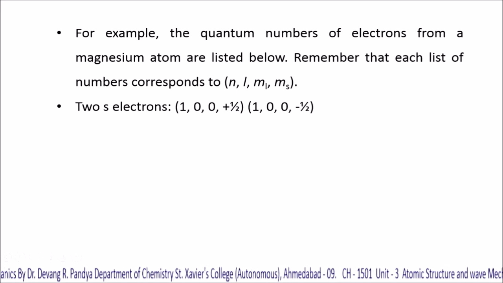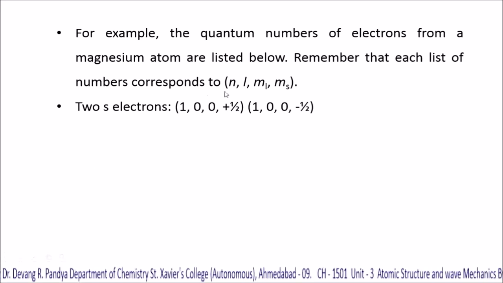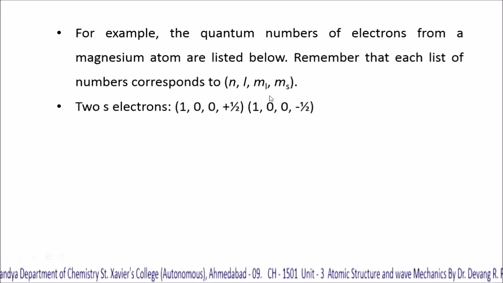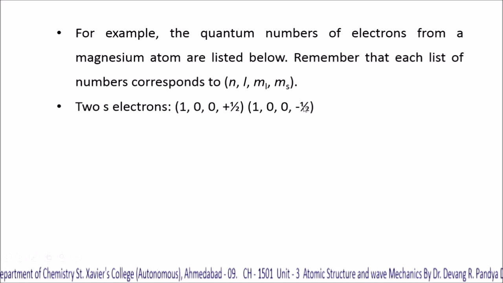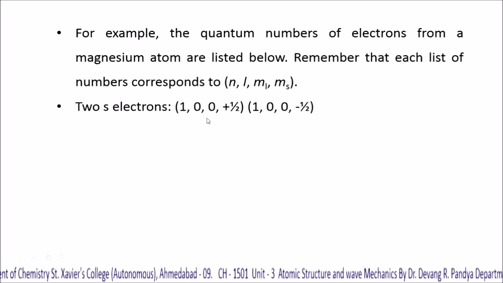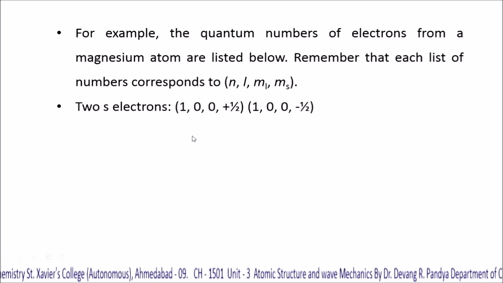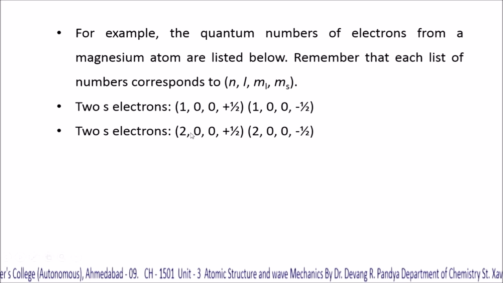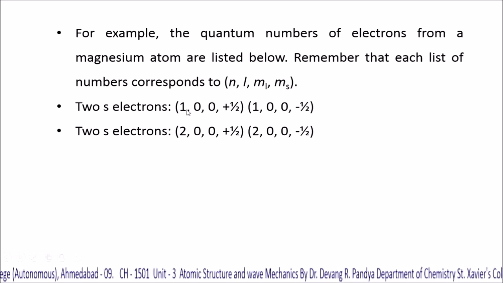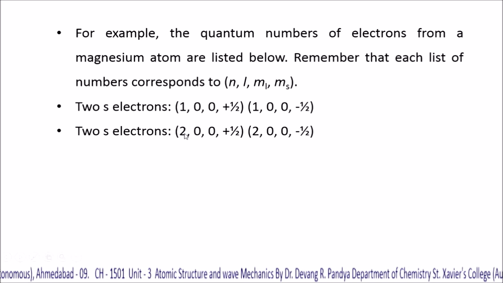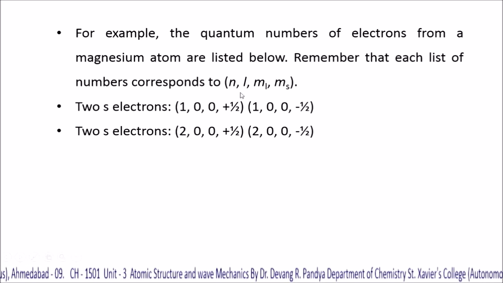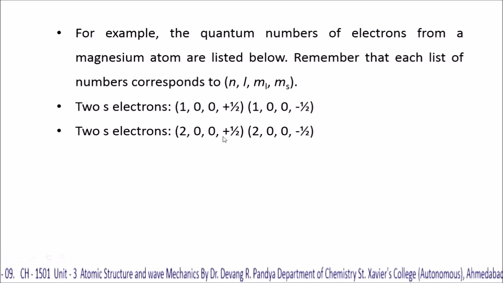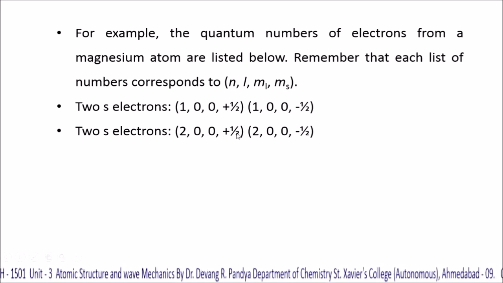Or you may represent it as principal quantum number n equal to 1, L equal to 0, m subscript L value 0, and the spin may be minus half. So these two representations would be there for the 1s electrons in the magnesium atom. Now this is the electron which is there in the 2s orbital, where n is equal to 2, L is 0, m subscript L value 0, m subscript S value plus half.